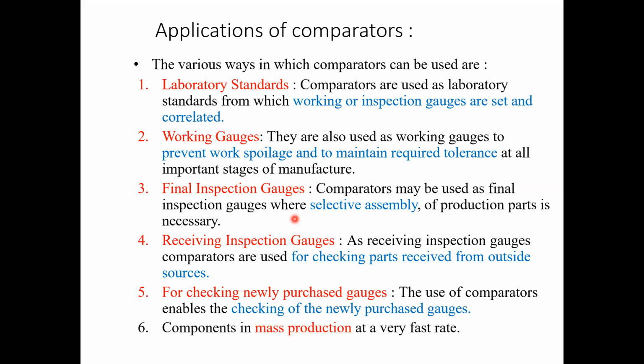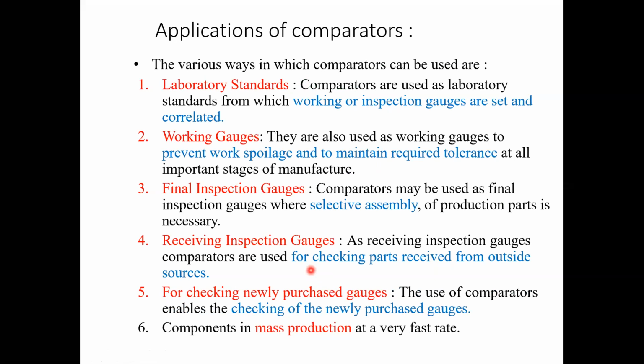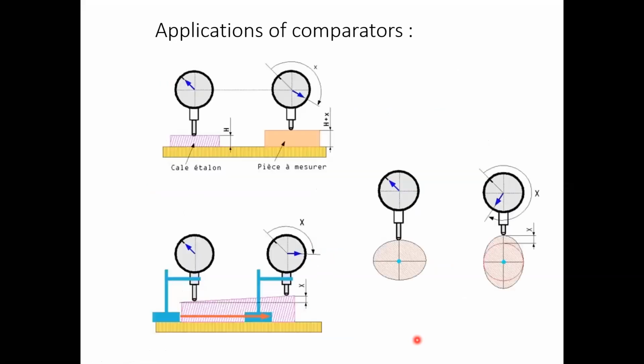Final inspection gauges: before assembling the produced components in selective assembly, final inspection is done using these comparators. Receiving inspection gauges: parts received from outside sources are also inspected. It is the same as discussed in the previous slide, with different headings, for checking newly purchased gauges and components in mass production at a very fast rate. These are the applications of the comparator, right?